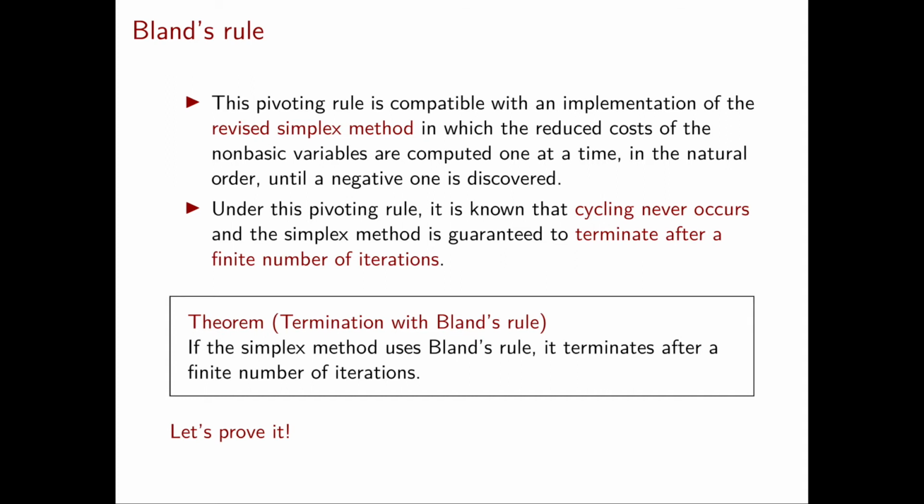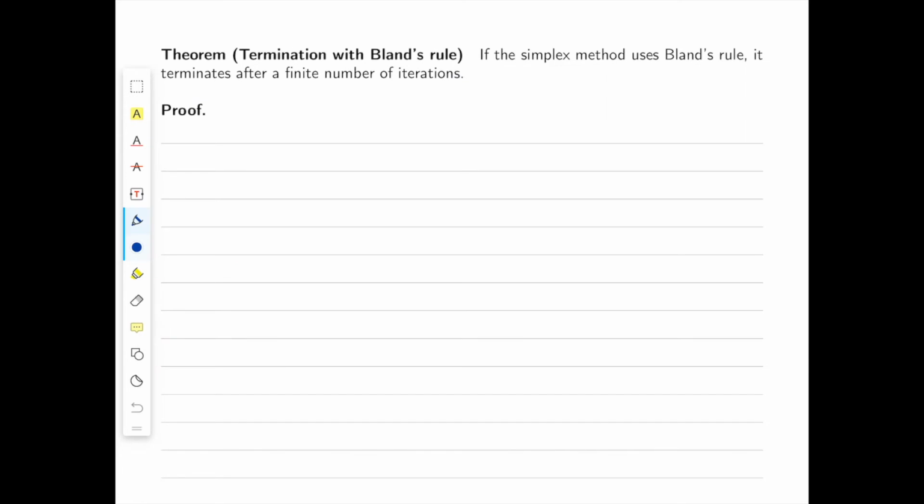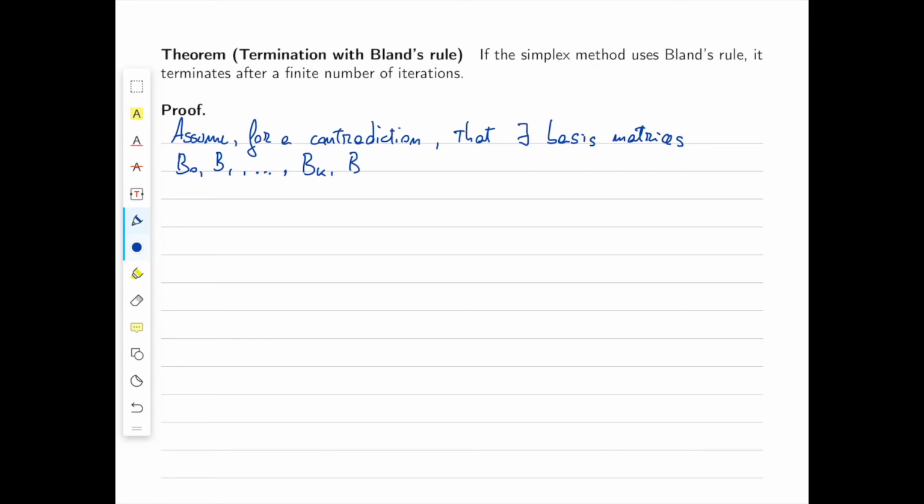We're now going to show this theorem. We're going to prove this theorem by contradiction. So assume, for a contradiction, that there exist basis matrices, let's say B0, B1, and so on and so forth until Bk, and then again B0, that form a cycle.